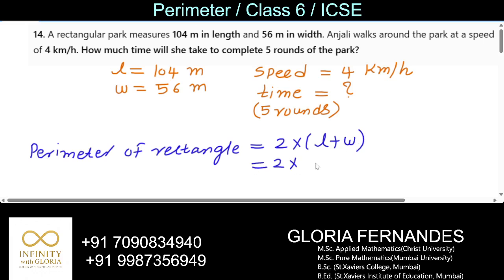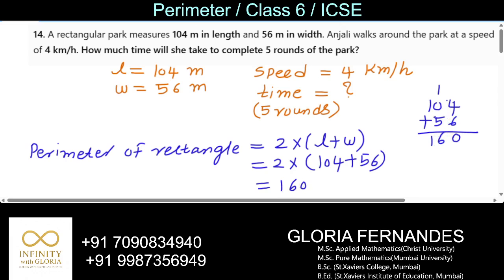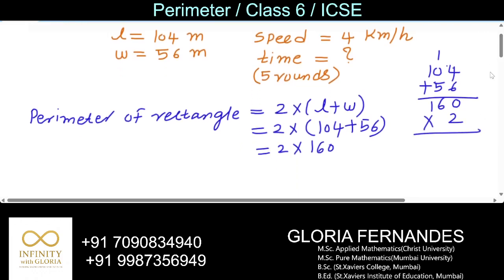So this is going to be 2 times length is 104 and the width is 56. So we add this first. So 104 plus 56. 4 plus 6, 10. 1 goes here. 5 plus 1, 6 and 160. So this is going to be 160 meter. Alright. Now this 160 we have got. We have to write it here. So 2 times 160. Now again we have to multiply this 160 by 2. So 2 zeros, 2 6s are 12, 2 ones are 2, 3. So this is going to be the perimeter of a rectangle, 320 meter.